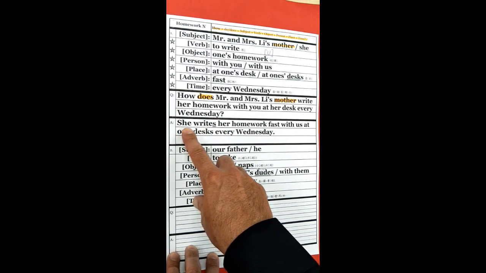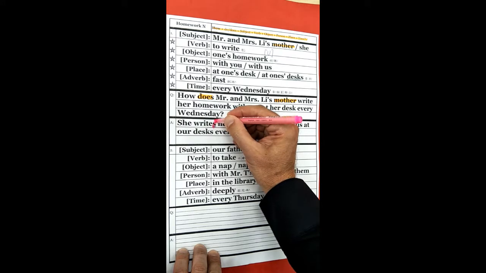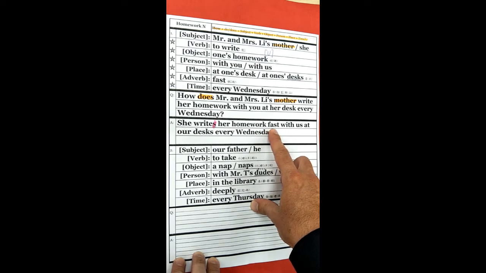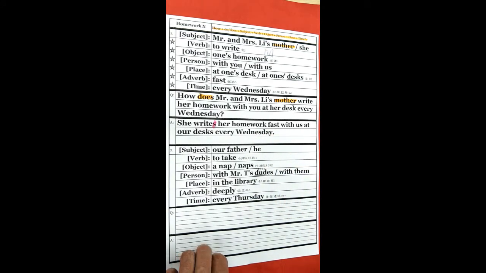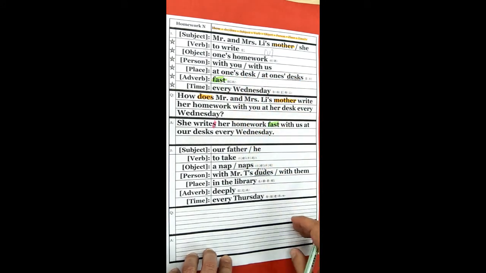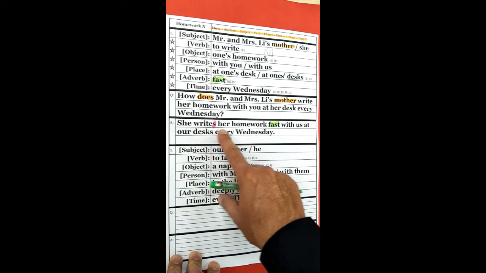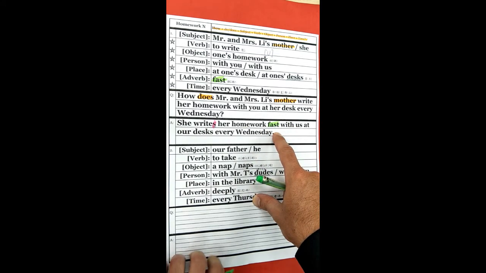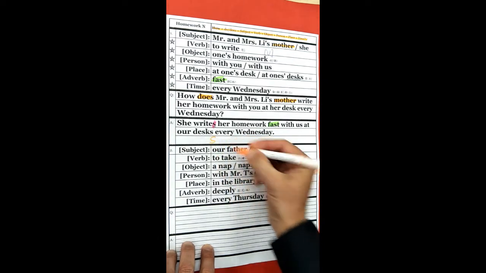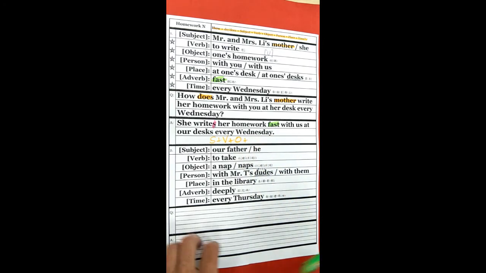Okay? She writes, all right, we have does there, so we're going to need a S. She writes her homework fast. There is the adverb, okay? The adverb, fast, is standing behind the object. Subject, verb, object, adverb. Subject plus verb plus object plus adverb.